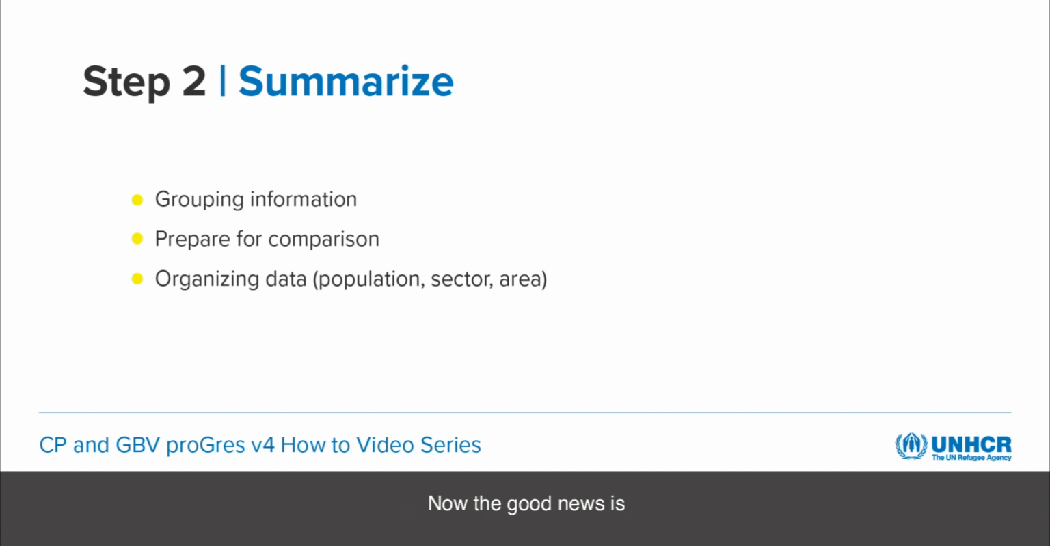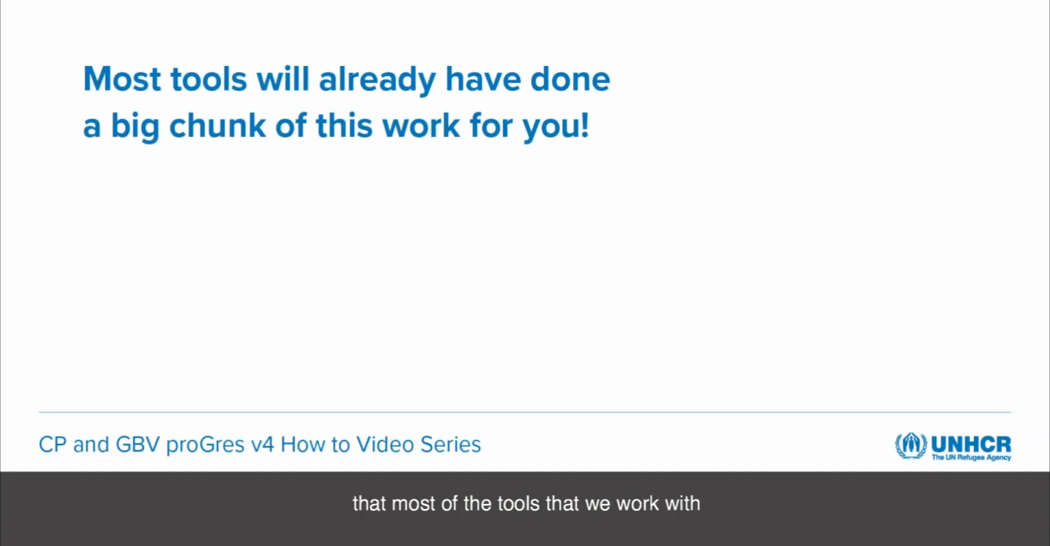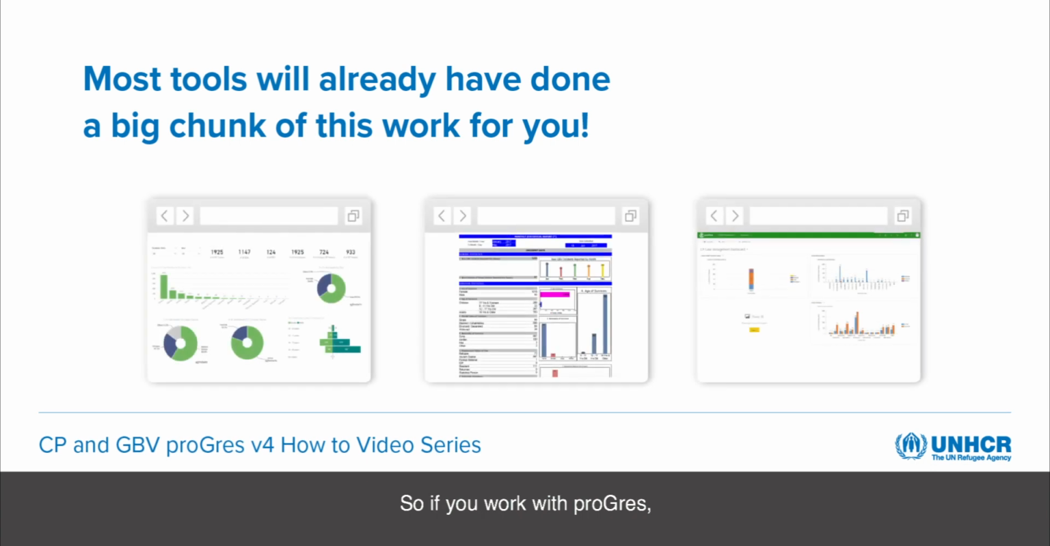Now, the good news is that most of the tools that we work with already do this for us. So if you work with Progress, this is the bottom right one here, we have those dashboards. When we say summarizing, that's just lumping like with like. So when you see a table here that says the type of cases by status, that is lumping likes with like. So summarizing is just putting things together, and you can think of it as making the graphs, actually. It's putting the like data with the like data so that we can start looking at it compared to each other.